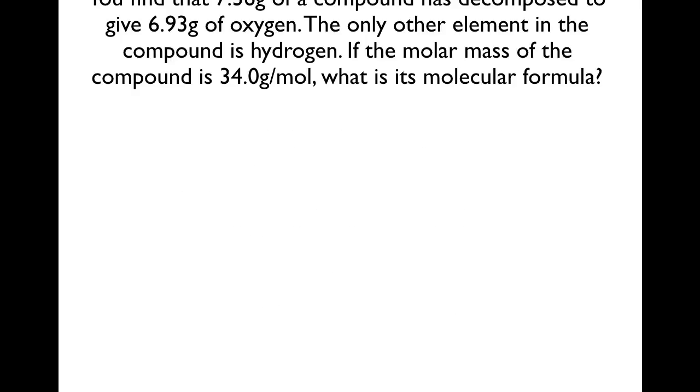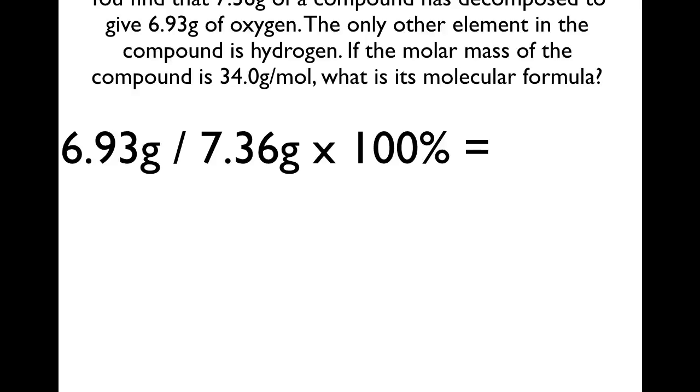Good? Now the next step is to find the percent composition of each of the components. I need to find the percent composition of oxygen, then the percent composition of hydrogen. How do I do that? Well, we've been doing that. I'm going to start with the mass of the component, in this case the oxygen first: 6.93. Divide that by the mass of the whole compound, which is 7.36. Multiply that by 100%. That gives me the percent composition of oxygen, which in this case is 94.2%.